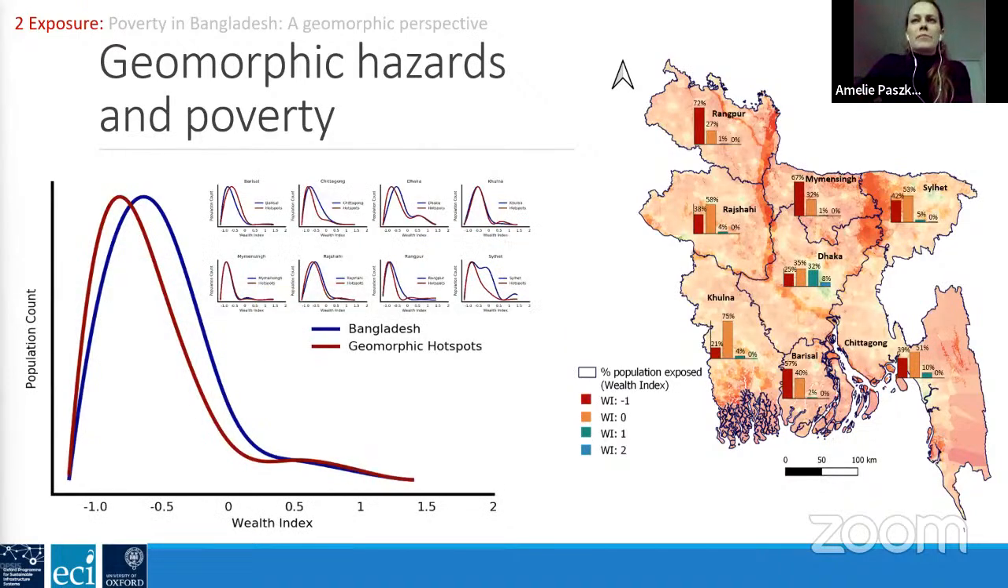And this is also diagrammatically represented here in this histogram, which when normalized clearly illustrates this shift in the population's socioeconomic structure between the population within geomorphically hazardous areas compared to Bangladesh as a whole. And in order to test whether that shift is statistically significant, we performed the Mann-Whitney U statistical test, p-value of 0.03. So this basically concludes that this shift we see is statistically significant.